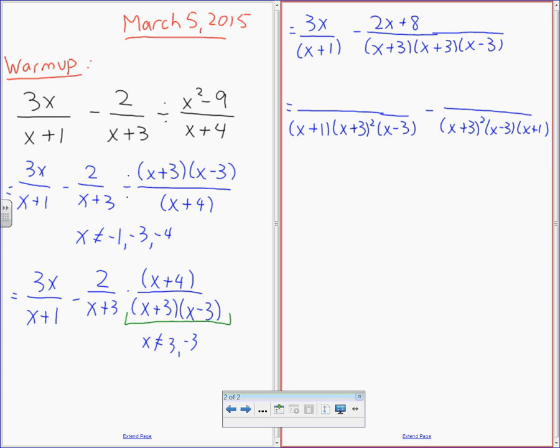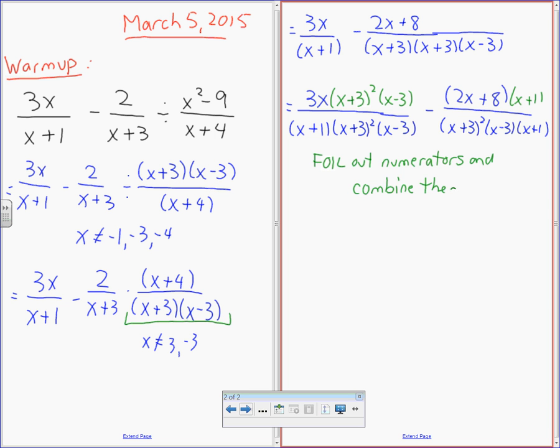So what I'm going to do then, this would be 3x, then bracket x plus 3 squared, x minus 3. And then on the left-hand side, this is 2x plus 8 and x plus 1. I'm going to stop there, okay, because it's going to take a huge amount of time. So what you would do then is you would FOIL out numerators and combine them. Okay, but that's going to take a huge amount of time. There'll be cubics and quartics and stuff, and that's going to be yucky.